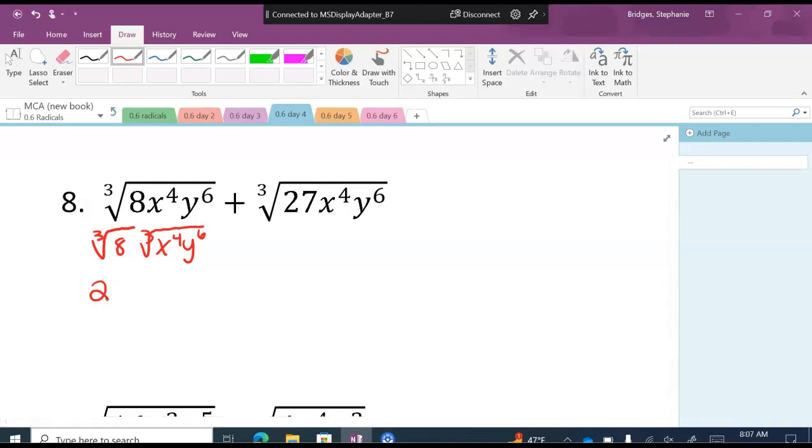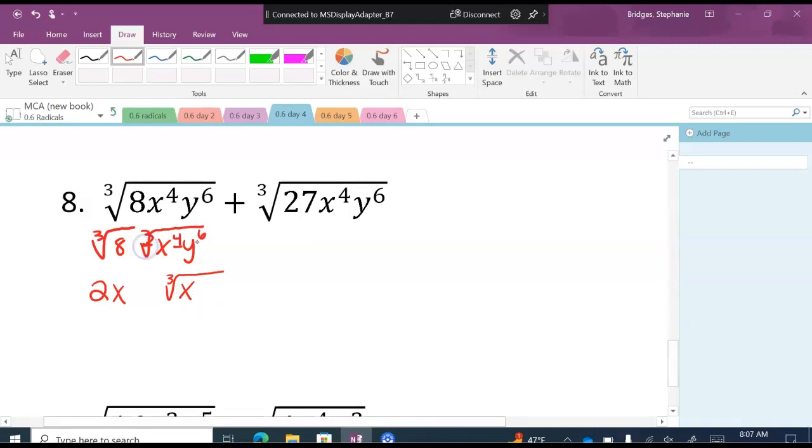Remember, we look at our index, starting with the x. How many times does that index 3 fit into 4? 1 time. Does it fit in evenly, or are there leftovers? There are leftovers, so those leftovers are going to have to stay under the radical. How many x's are left over? 1. Okay. Then we're going to do the same thing with the y.